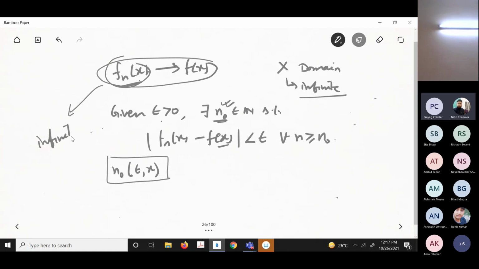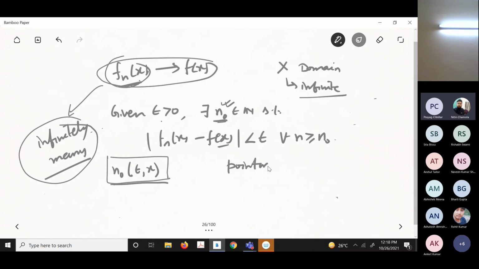That's the problem. If you get finitely many sequences, it's not a problem. You just take the max of all these n naughts. But if you have infinitely many x, then that max doesn't work. You'll have to take the supremum, but the supremum may be infinity, may not be a natural number. So that means for each x, you are getting a sequence. This is called precisely pointwise convergence of f.